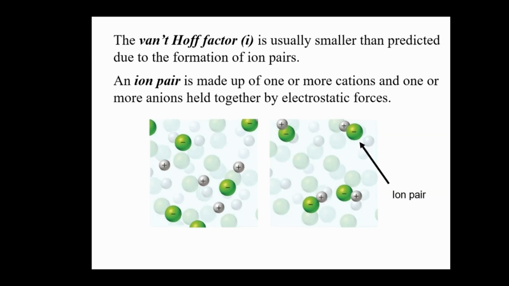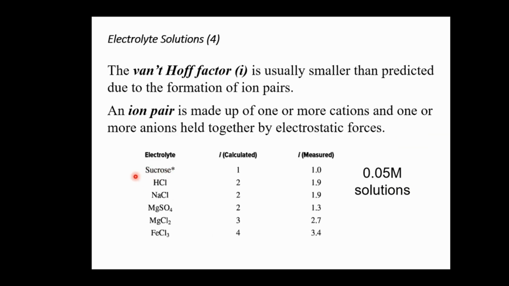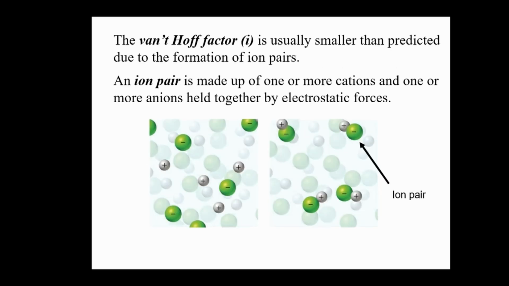The van 't Hoff factor is usually smaller than predicted due to the formation of ion pairs. So here's sucrose. This is just for reference because it's not an electrolyte, but 1 to 1. And we should say this should dissociate into 2 things. It gets close, 1.9, and these are all 0.05 molar solutions. So why is that? At very dilute solutions, we don't see this quite as big. So like a 0.00001, you're not going to see much ion pairing.